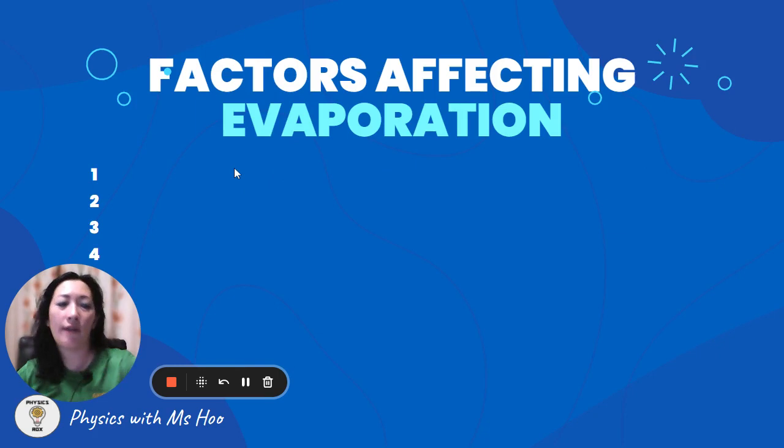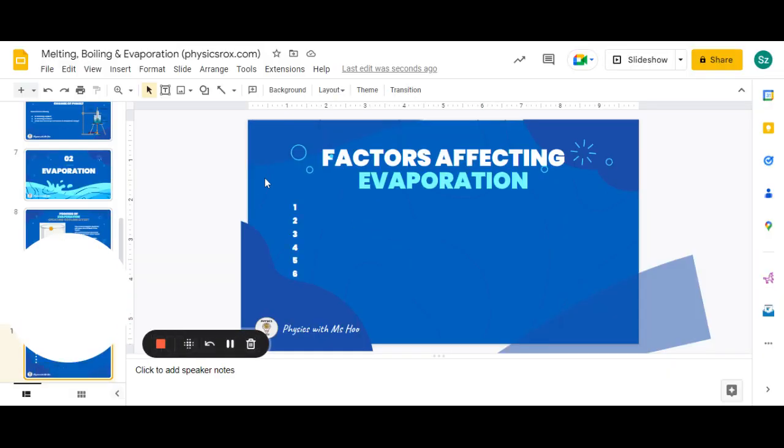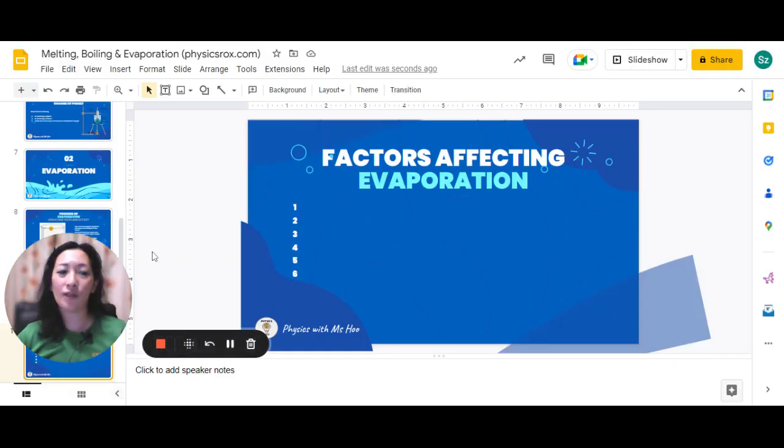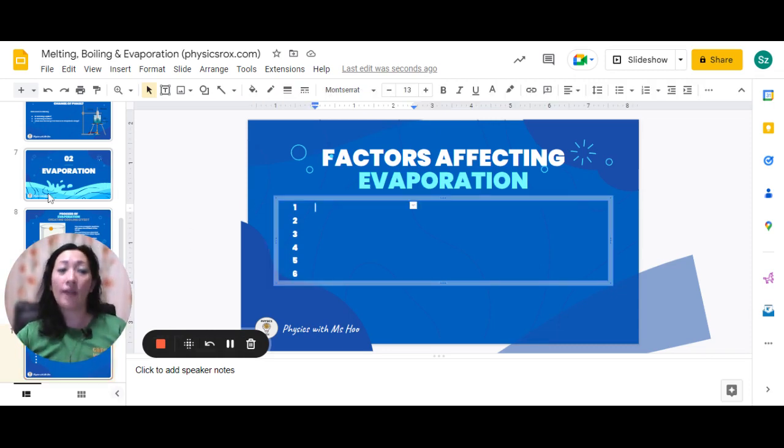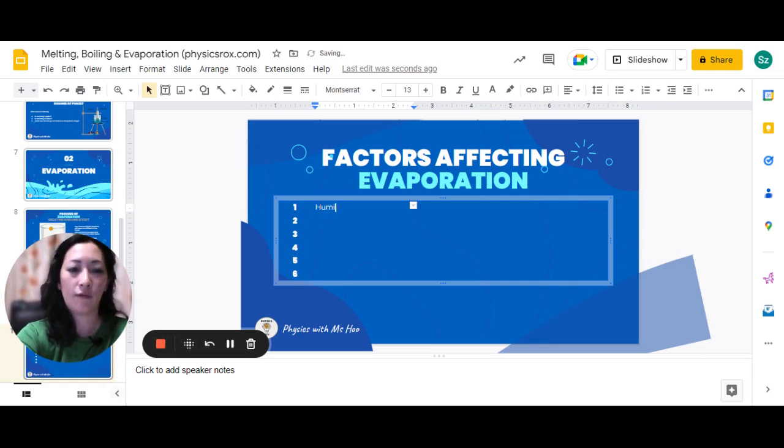Now let's talk about the factors affecting evaporation. I also didn't fill this up because I want to explain this to you as we go along. So what are the factors? Well, for one, humidity. Humidity is the presence of water vapor in the air.